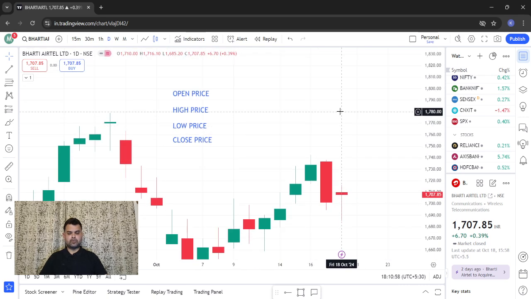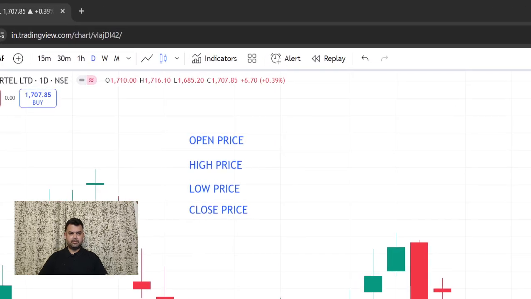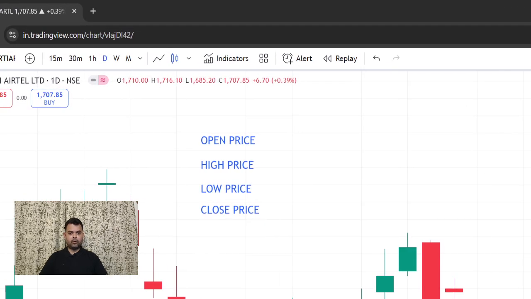So here on the topmost side, we have one more data wherein we can see the open price, the high price, the low price, and the close price of any given candle. Let me give an example.